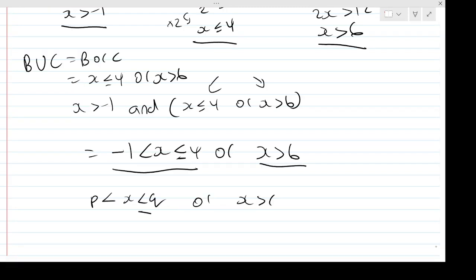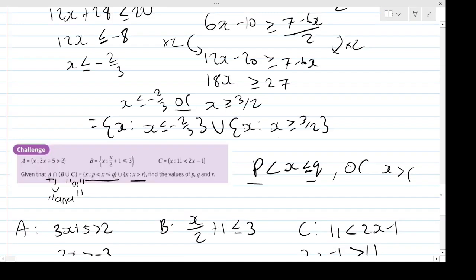That's exactly the same form. Hopefully you notice that if I lay it out in this way, our answer is mirroring what the question's asking. It's asking for the values of p, q and r, so we can just read it off. Therefore, p has to be minus 1, q has to be 4, and r has to be 6. If we just mirror our answer, that is the answer. Those are the values of p, q and r.